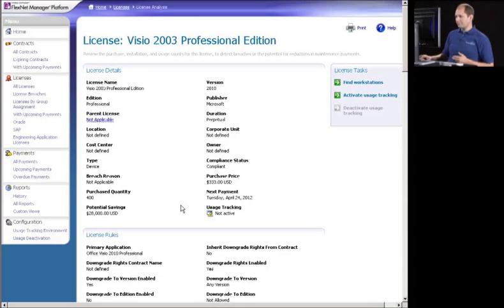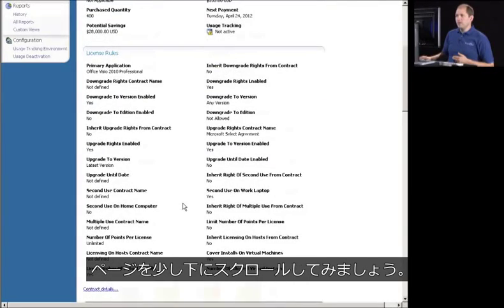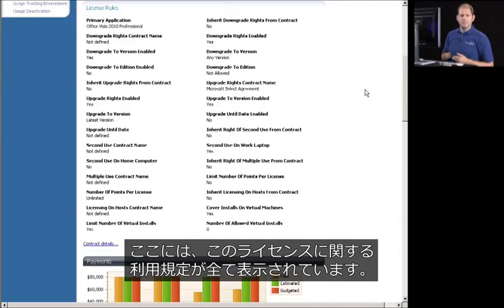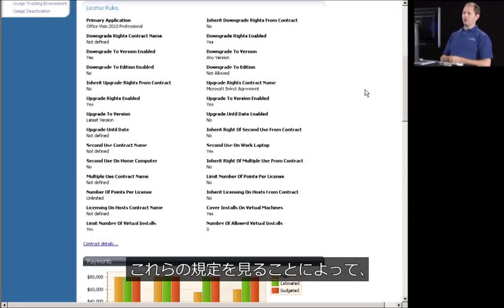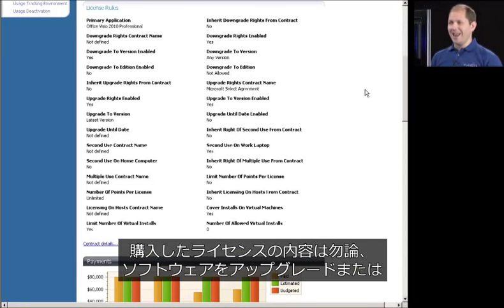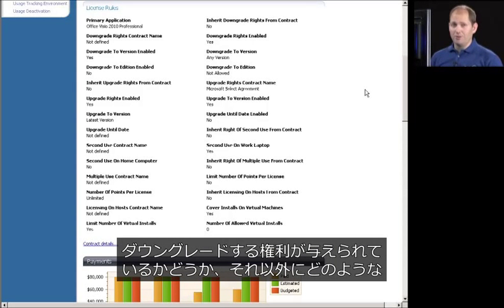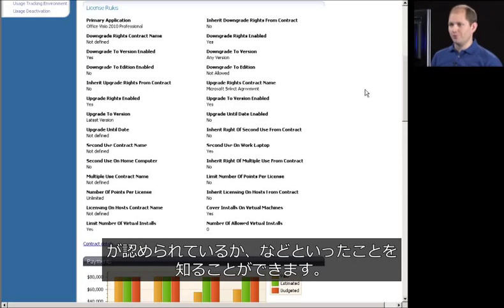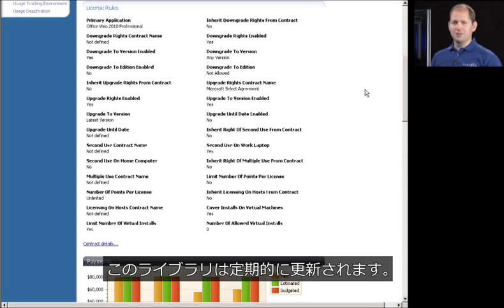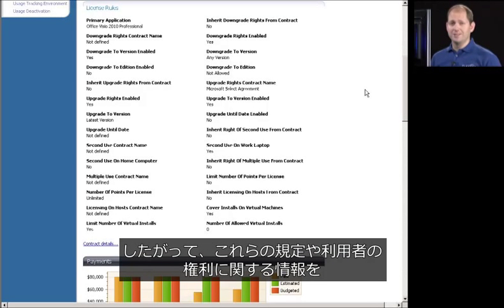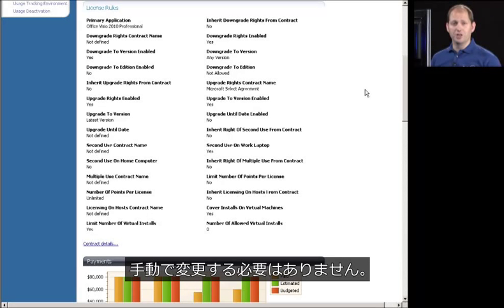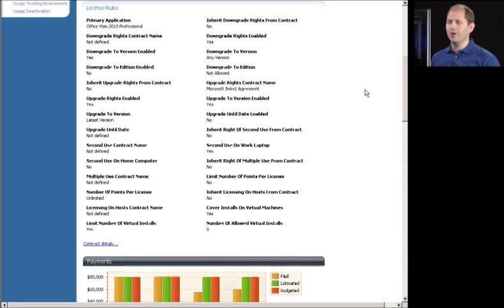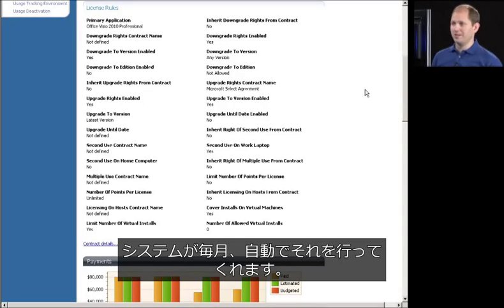And we have an understanding of what the initial purchase price is, and also how much we pay in software assurance to this vendor. If I scroll down a little bit, you can see all of the license rules that we've detected against this license. And this is part of the value of the product. These license rules allow you to understand, A, what you've bought when you've bought the software; B, which rights allow you to upgrade and downgrade the software, and what additional rights other than that you might have achieved, such as secondary usage right or use on virtual systems; and C, we update this library regularly, so you stay in touch with what you have. So you don't need to manually change these rights and rules as you go. The system will be able to do it for you on a monthly basis.